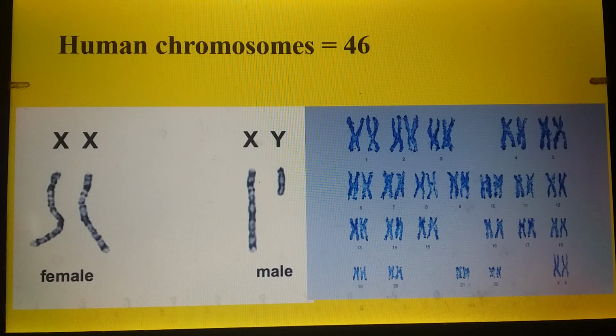So you can see here that there are 23 pairs, and out of 23 pairs, one pair is different from the other 22 pairs. So this is the set of the human sex chromosomes and autosomes.